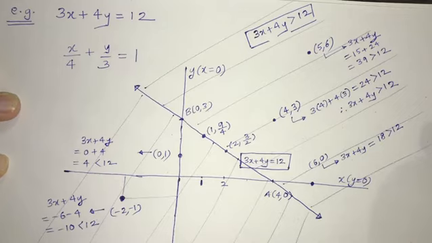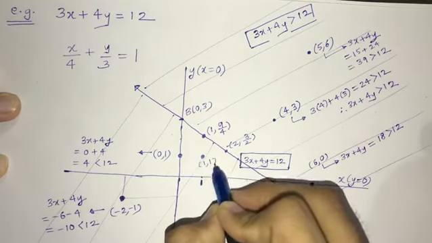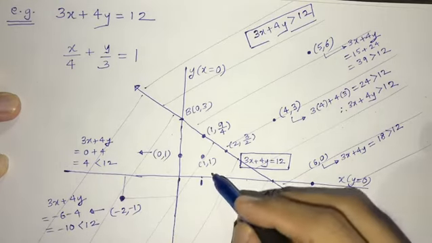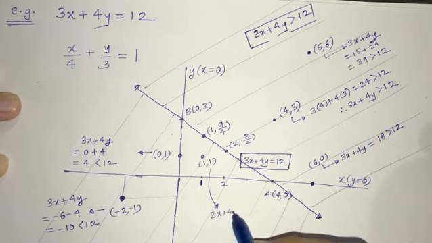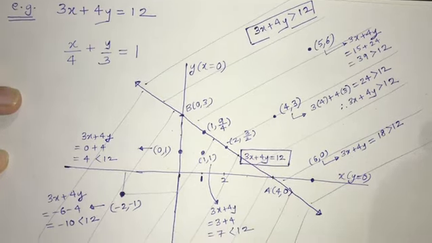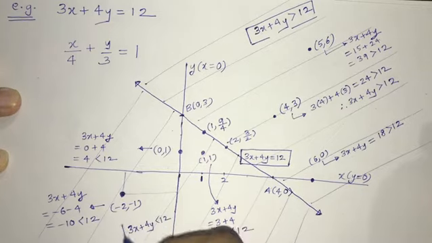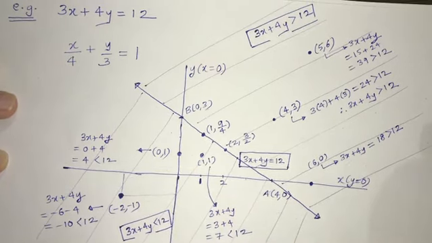I've taken both negative. Let me take a point on this side, 1 comma 1. Let us calculate for 1 comma 1 what happens. 3x plus 4y gives you 3 plus 4, which is 7, which is less than 12 again. So everywhere here, 3x plus 4y is less than 12.